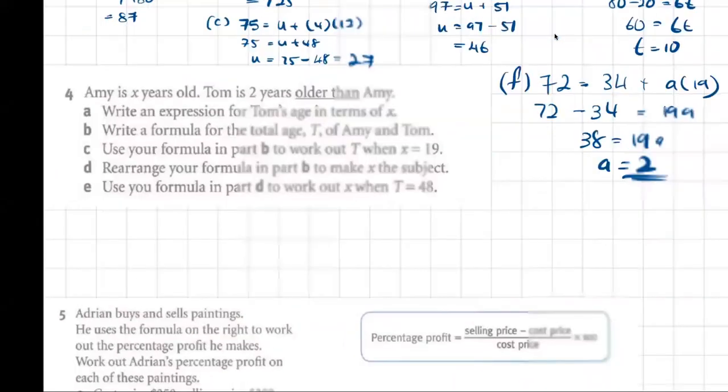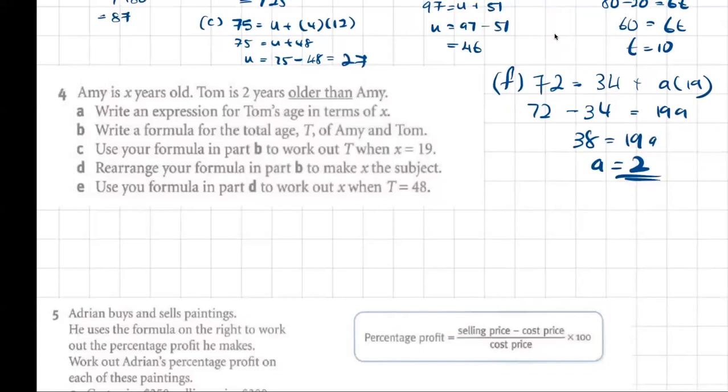So number 4, Amy is X years old. Tom is 2 years older than Amy. Write an expression for Tom's age in terms of X. So Tom's age is equal to X plus 2.